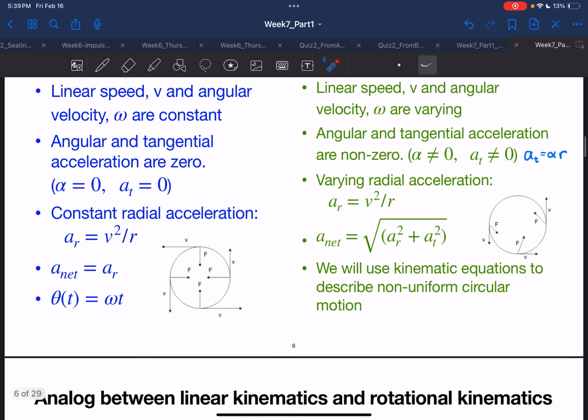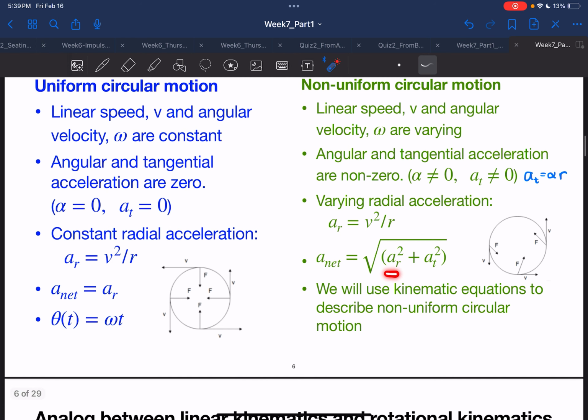And then finally, the net acceleration for uniform is just radial, because we don't have a tangential acceleration. But for non-uniform, it's the sum of both of those vectors, and when you add the radial acceleration and the tangential acceleration, they add in quadrature like this, and this gives us the net acceleration.